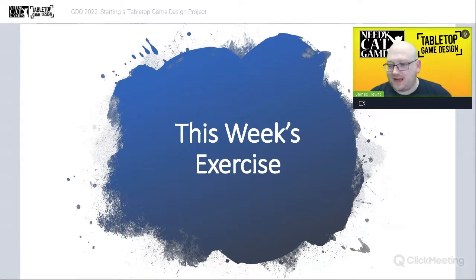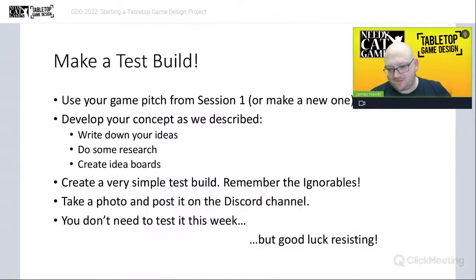So this week, again, the exercises are completely optional. There is no pressure whatsoever to do them. You're not doing better if you do them. You're not doing worse if you don't. It's just a way to help you focus your mind on the things that you've learned this week. And funnily enough, it's make a test build.